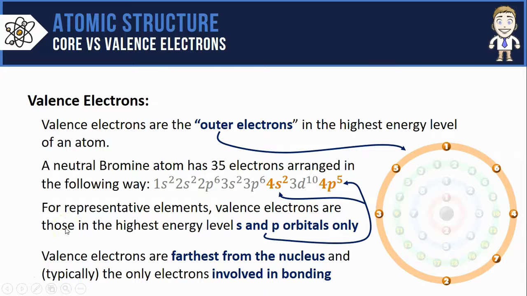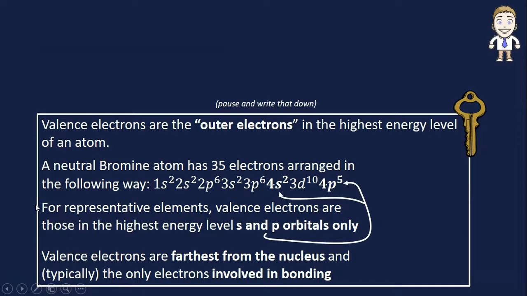Lastly, why do we care about valence electrons? Well, they are the farthest away from the nucleus. That's going to be super important later on. They're also typically the only ones involved in bonding to other atoms. These are really important ideas about valence electrons. Make sure you've taken a moment to write them down.